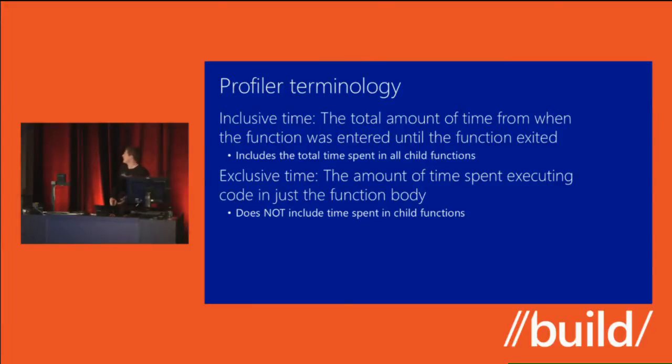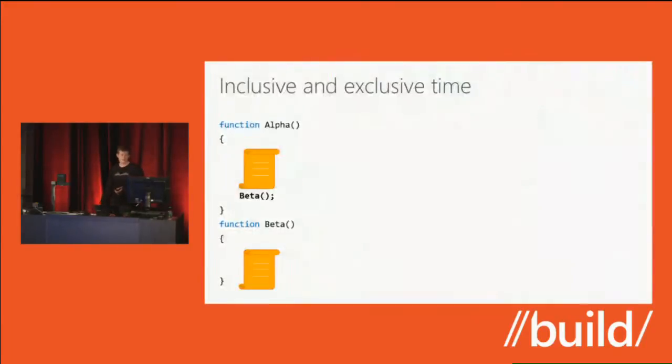So it kind of helps you reason about that. Here's a little illustration to help make it clear. I have two functions, alpha and beta. The little golden script is the source code of the body. Alpha calls beta, and beta doesn't call anybody. It just has source code in its body.